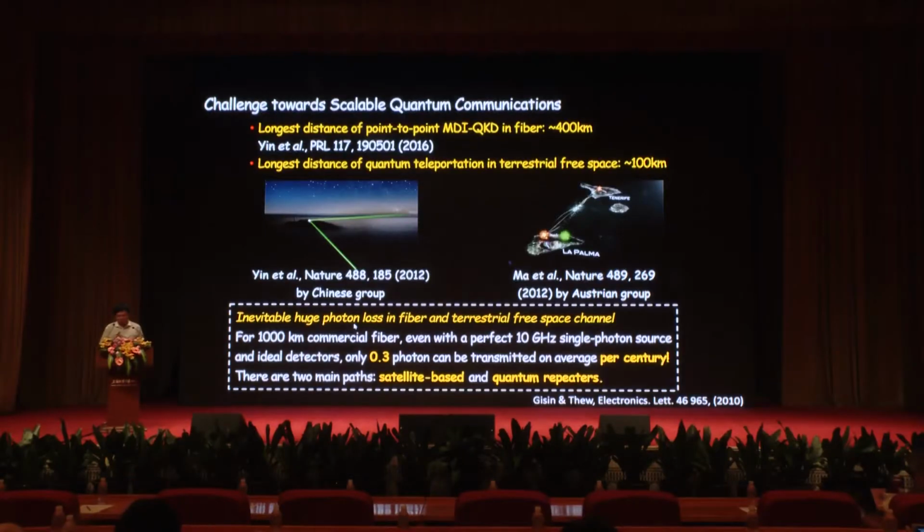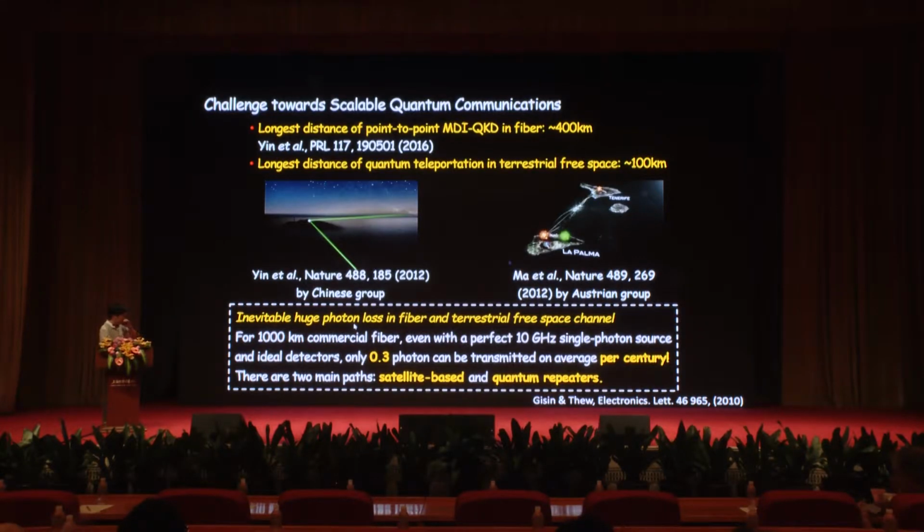But if you want to go further, the main problem with fibers is the huge photon loss, because it increases exponentially with distance. I directly quote Nicolas Gisin's paper: for 1,000 kilometers of conventional fiber, even with a perfect 10 gigahertz photon source and perfect detector, you get 0.3 photons per century. So basically, there are two main solutions: satellite-based and quantum repeater.